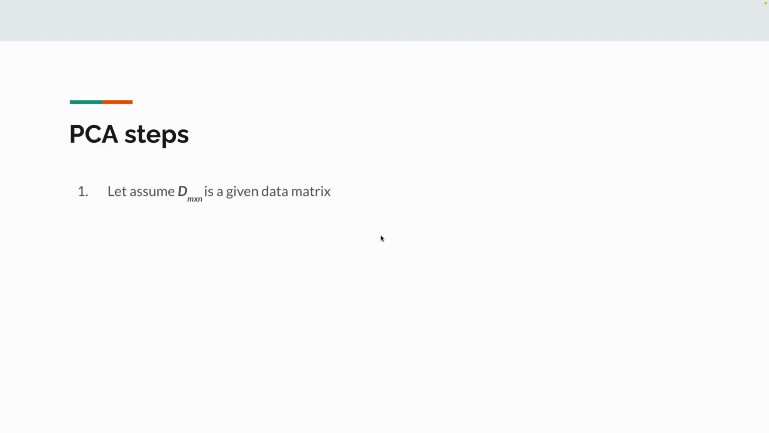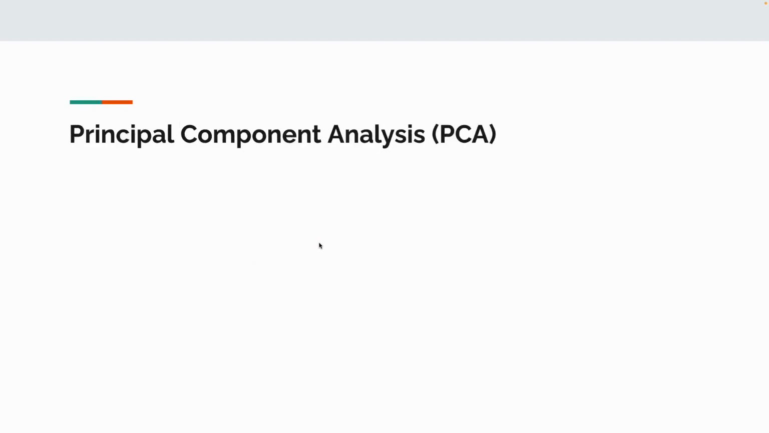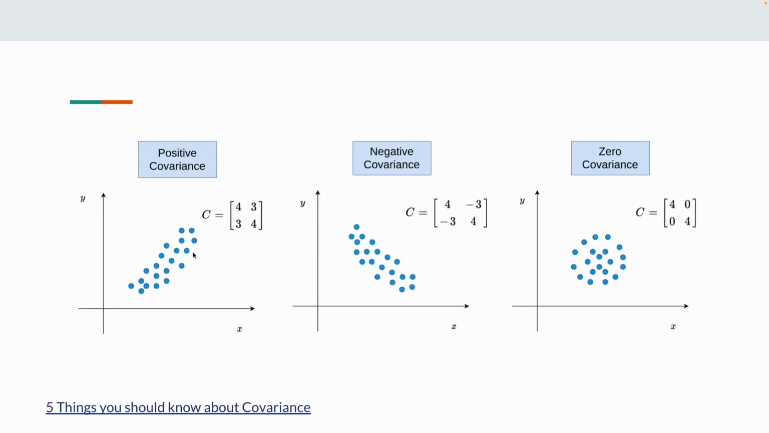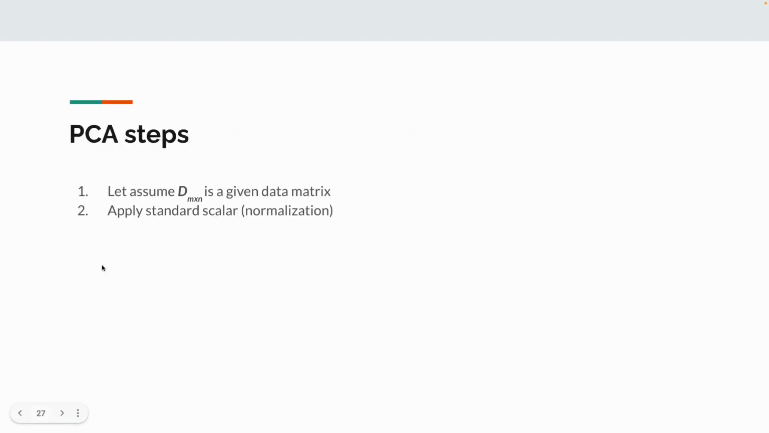Again, you have a data matrix, m by n. You have to apply a standard scalar normalization, so you remove the mean and then scale by the standard deviation. Then you have to estimate the covariance matrix. Your covariance matrix will be of size n times n, as we have seen in our previous example, where it was 2 by 2 because your data points have two-dimensional features. So you'll get an n times n covariance matrix.